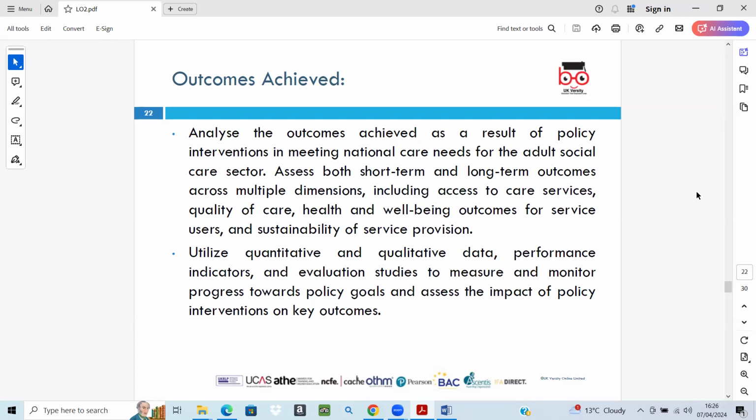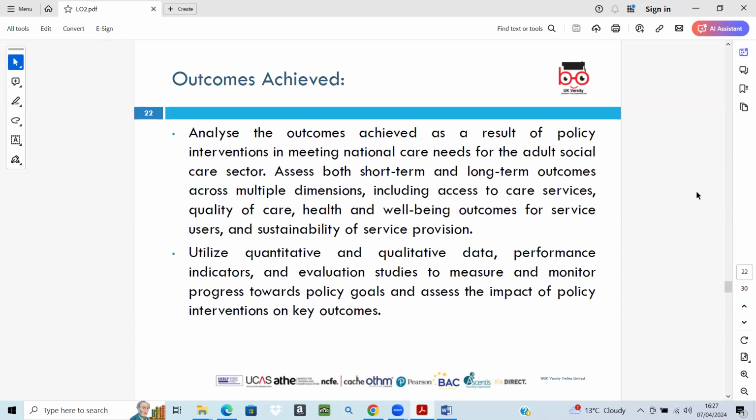Then the quality of care, so we always look for the improvements in care quality and health and well-being. We always look for the impact of policy intervention on the physical, mental, and social well-being of service users. And we always try to use a holistic approach, which involves physical, mental, emotional, and spiritual health as well. Then the sustainability of service provision, we evaluate the financial sustainability of care services and the long-term viability of care delivery models.